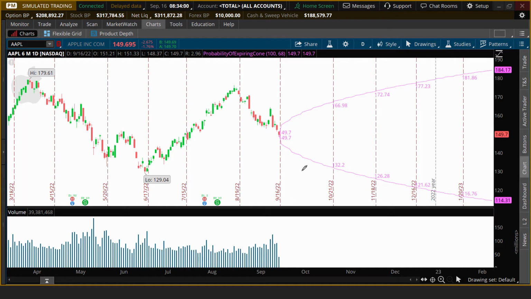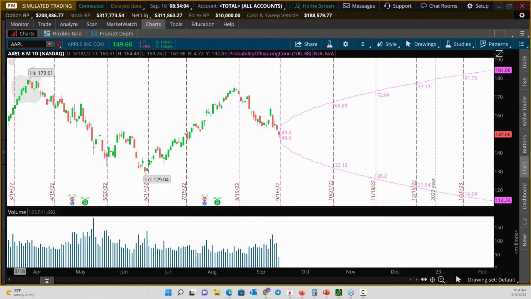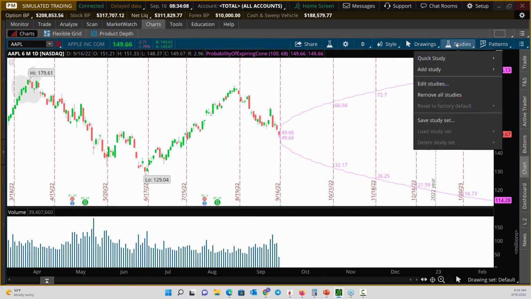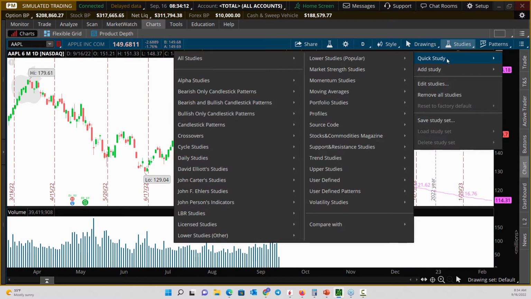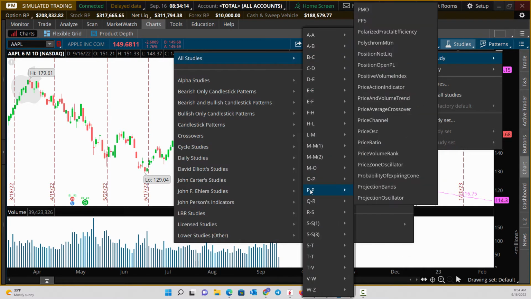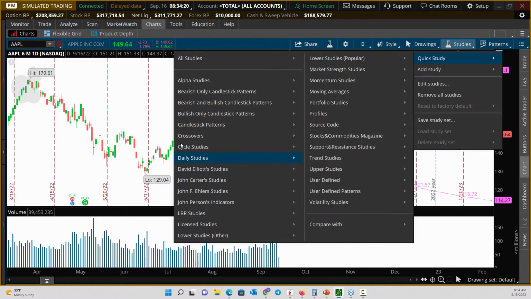And one of those is thinkorswim. We use that a lot of times for paper trading purposes and so on. If I was to pull up a chart of Apple, we go to the studies, and you can add a study. If you look at the P's, there's a probability of expiring cone. Now, what does that mean, of expiring?